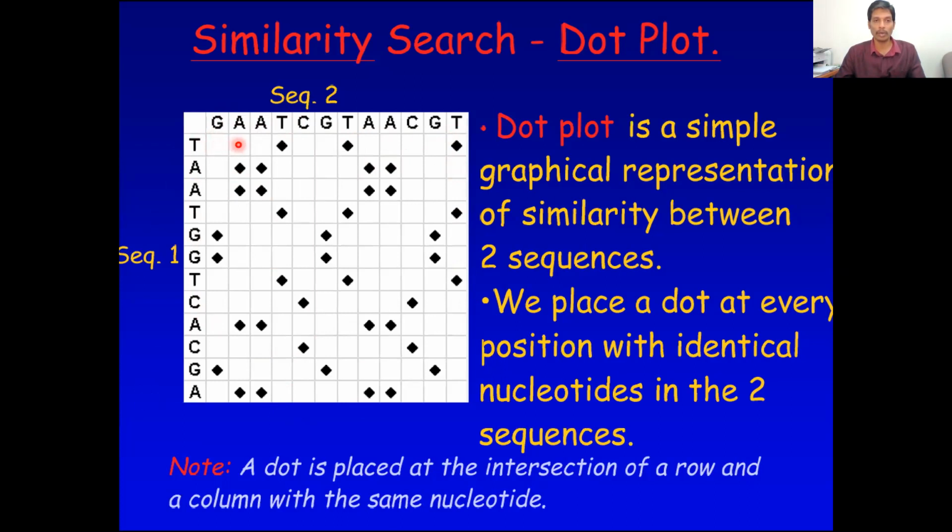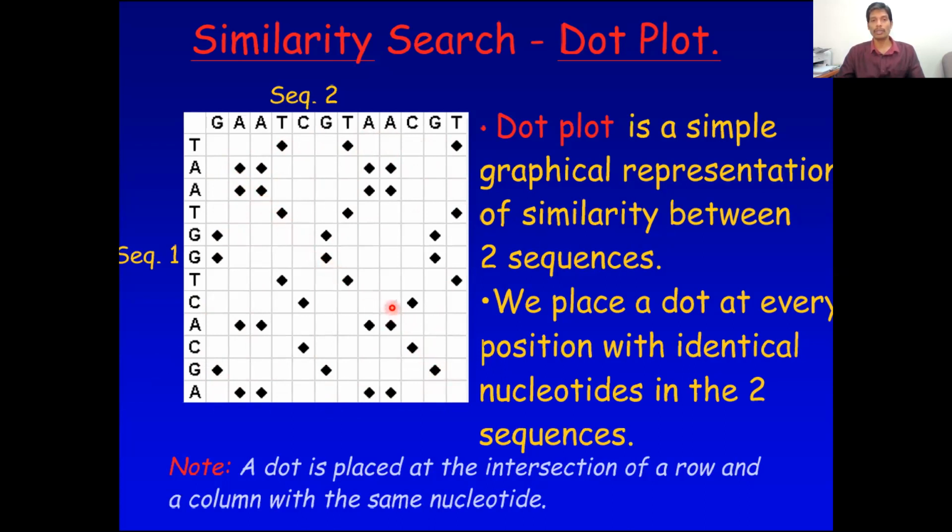Then go to this box. A and T, not similar, don't put a dot. A and T, no similarity, don't put a dot. T and T, similar, put a dot. C and T, no dot. A and T, no. C and T, no. G and T, no. T and T, yes. So similarly, you put dots in all the resulting boxes, you will see this kind of view, and you can see some kind of line.